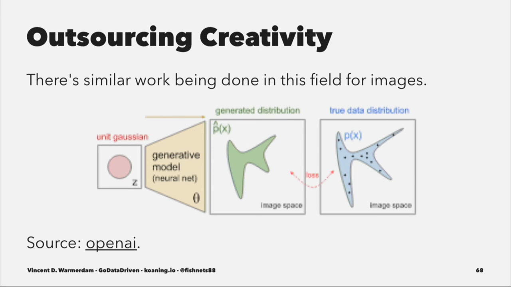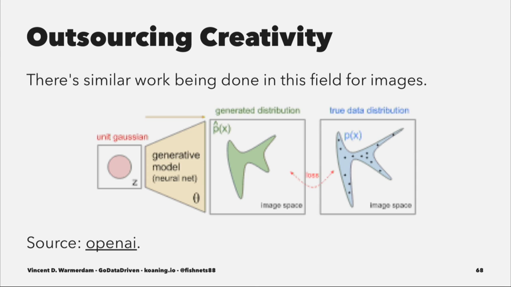It's very interesting to see how the fields are converging, because nowadays you can use a neural net as a generative algorithm, which takes some sort of Gaussian in and generates some sort of generated distribution out. This is from the OpenAI page. It's got some lovely research on projects like this.